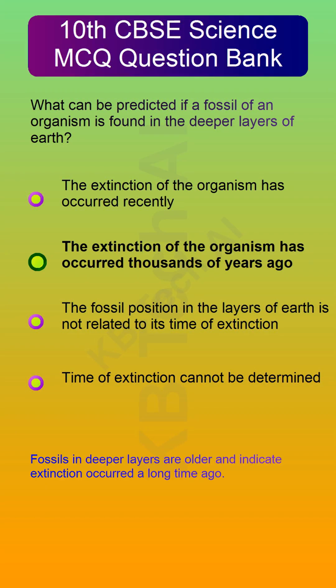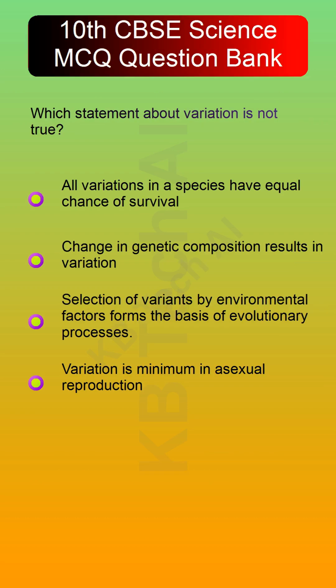The answer is, option 2, the extinction of the organism has occurred thousands of years ago. Which statement about variation is not true? Option 1, all variations in a species have equal chance of survival. Option 2, change in genetic composition results in variation. Option 3, selection of variants by environmental factors forms the basis of evolutionary processes. Option 4, variation is minimum in asexual reproduction.